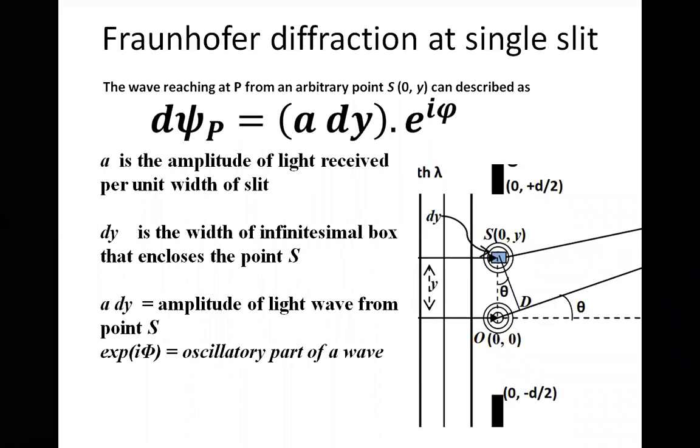Light is also a sinusoidal wave, right? So I am trying to imagine the wave coming from S as some amplitude into some sine theta or cos theta. As I already said, instead of writing sine theta or cos theta, I'll be writing just e power i theta or e power i phi. I'm not using theta, I'm using phi. So here you can see e power i phi is representing the waving part.